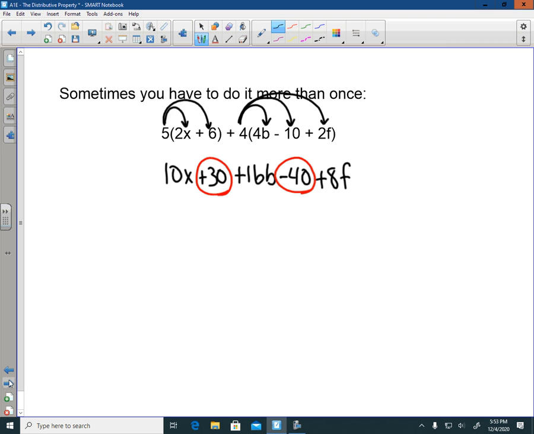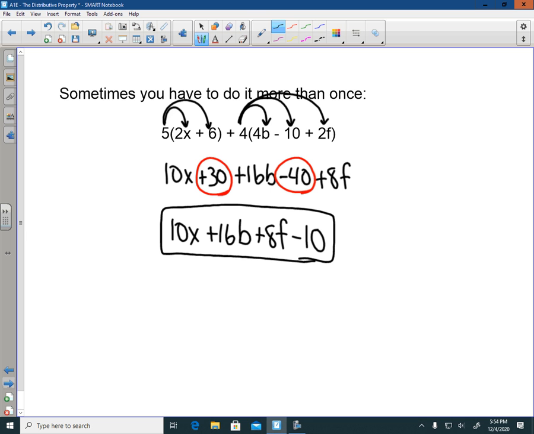So what we have is 10x, and then let's just add in that 16b, since we didn't do anything with it, plus that 8f, and now combine these terms. What is 30 minus 40? It's negative 10. And now we don't have any like terms anymore.